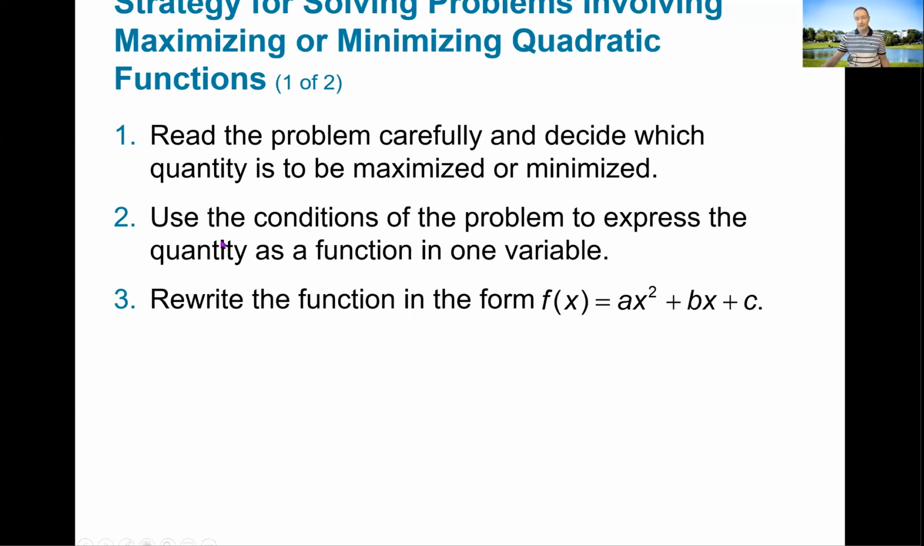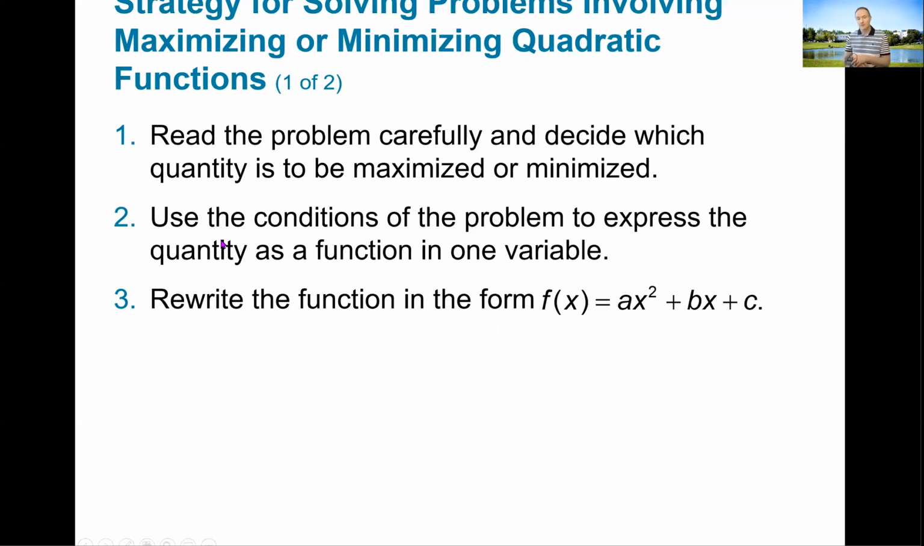Now, when we're looking at solving problems involving maximizing or minimizing quadratic functions, the first step in order to do that is, of course, you need to read the problem carefully to understand whether you're trying to maximize or minimize the relation going on in your application problem. You certainly don't want to maximize if you're supposed to minimize, or vice versa. Use the conditions of the problem to express the quantity as a function of one variable. That's a problem I see all too often with students is they'll get their equation in terms of two variables and say, well, what do I do with this? Well, the quick answer is you don't do anything with the two variables. You've got to get it down to one.